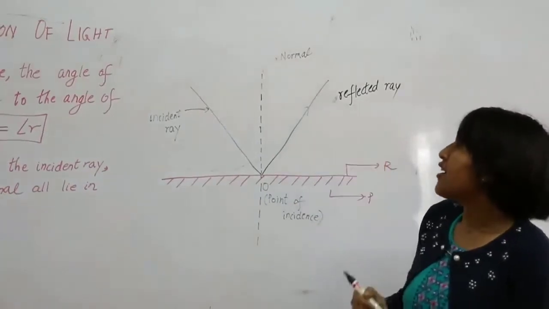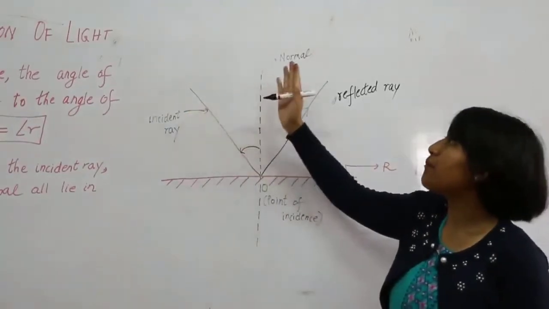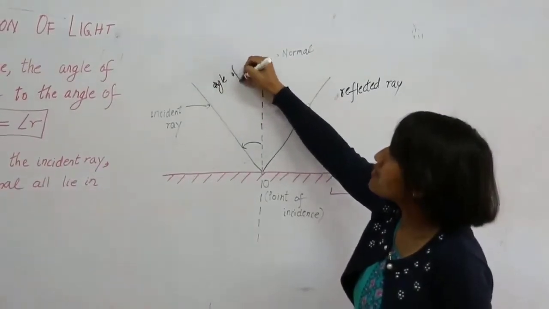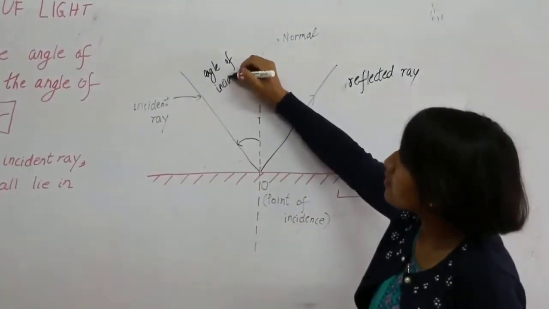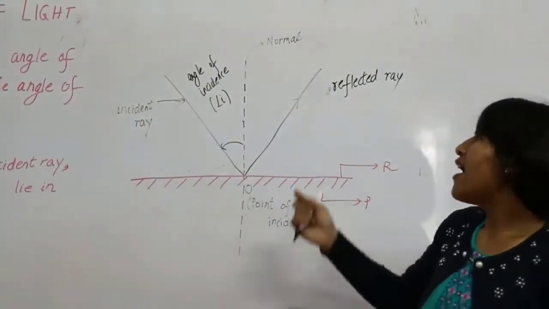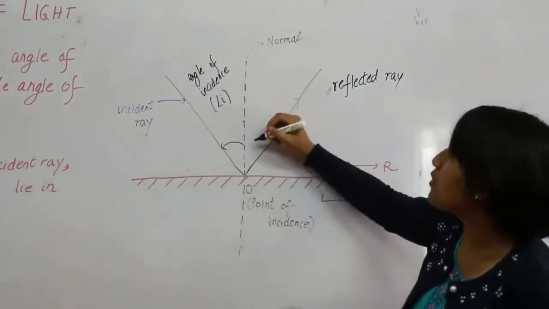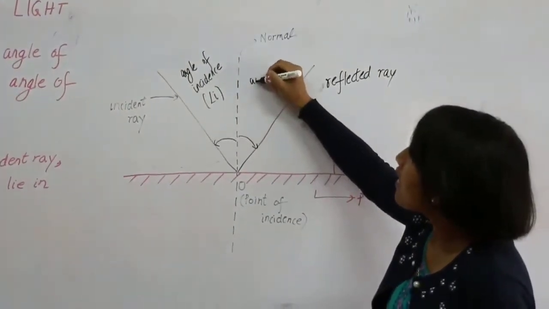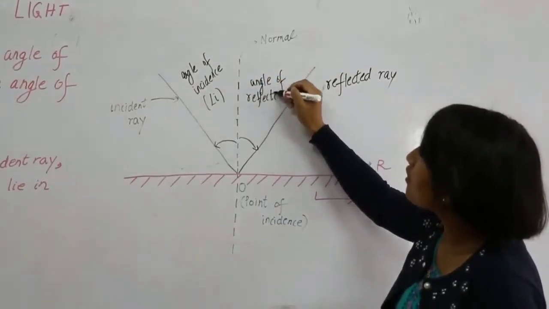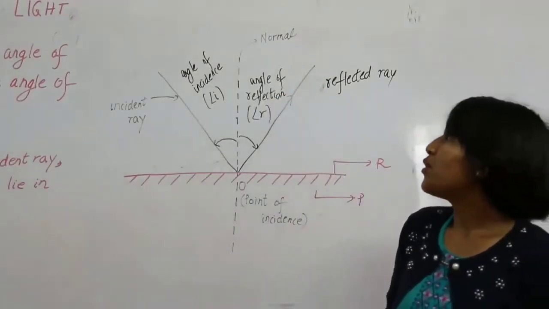Now the angle which the incident ray makes with the normal is called the angle of incidence, and it is denoted by I. The angle which the reflected ray makes with the normal is called the angle of reflection, and it is denoted by angle R.